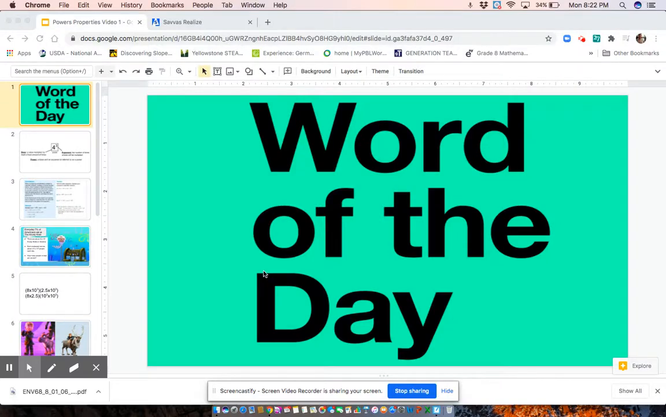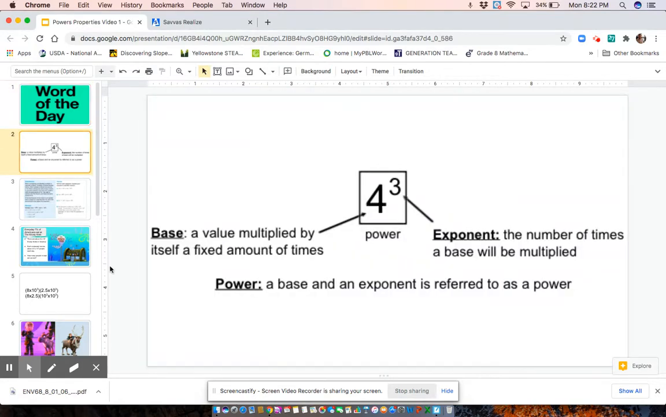Word of the day. Today's word of the day is power. A base and an exponent is referred to as a power. So here we see the power of 4 to the third. The base, a value multiplied by itself a fixed amount of times, here is 4. And the exponent, the number of times a base will be multiplied, is 3.